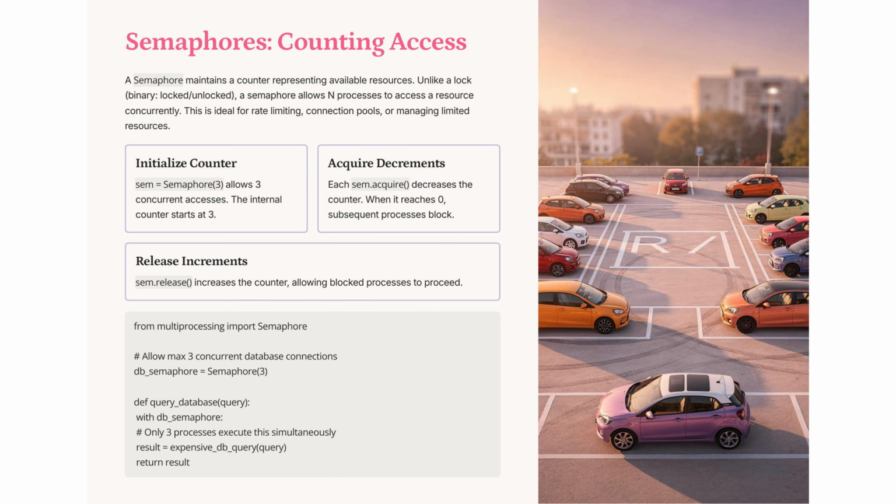A semaphore manages concurrent access by maintaining a counter for available resources. Unlike a binary lock, it allows multiple processes to access a resource simultaneously. For instance, Semaphore(3) permits 3 concurrent accesses. Each acquire call decreases the counter, blocking when 0. Release increments the counter, enabling blocked processes to proceed. Ideal for rate limiting and managing limited resources.